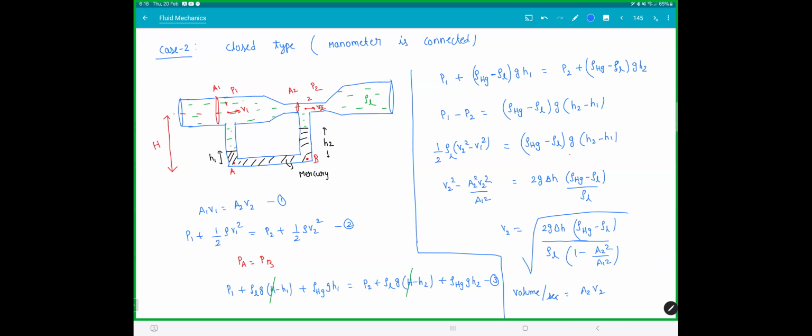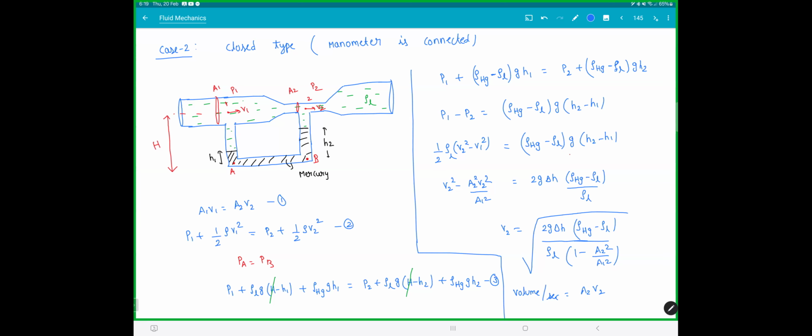Look at the equations. I won't expect you to remember this result, but if it comes in the exam, you should know how to derive it. The derivation is important from the HSC perspective. The result is important. It will be a direct question in the exam. Have a look at the steps. I used the equation of continuity, Bernoulli, and I said pressure at A is equal to pressure at B.